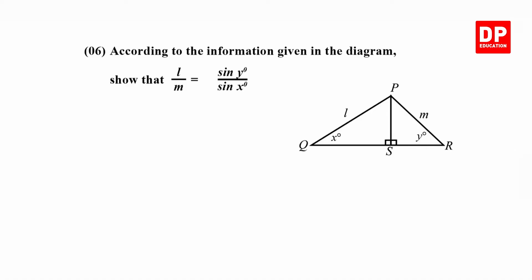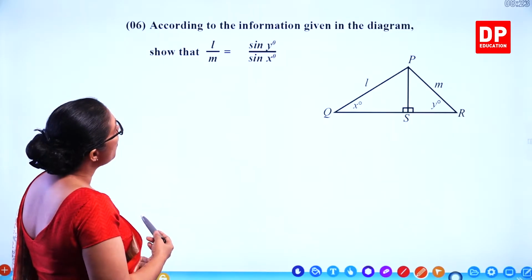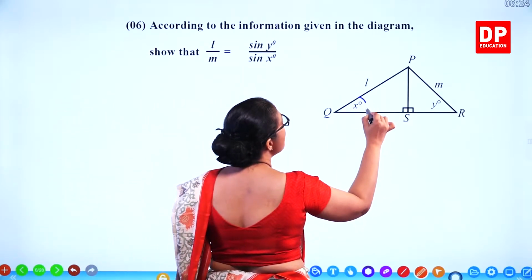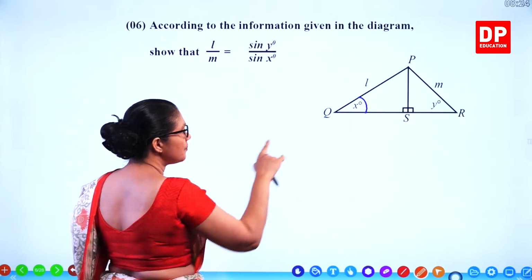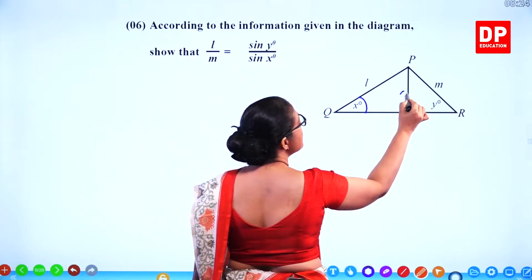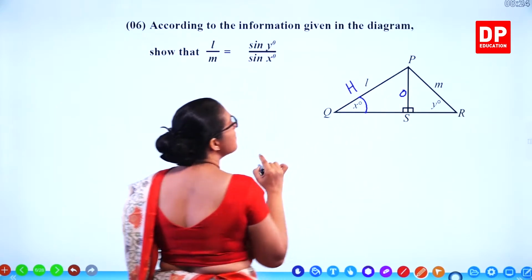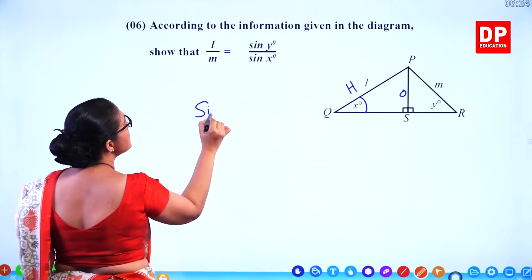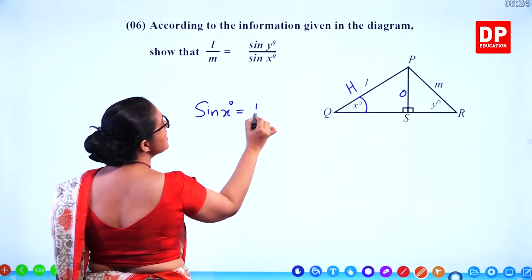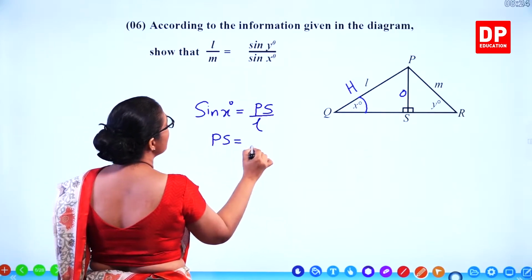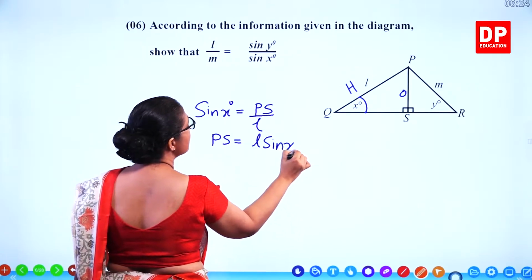Question number 6. According to the information given in the diagram, show that L over M is sine Y over sine X. So we'll try to write down to this angle. This is X. Opposite is this. Hypotenuse is this. So we can use which ratio? Sine ratio. Sine X is equal to opposite, that means PS over L. So what is PS? L sine X.